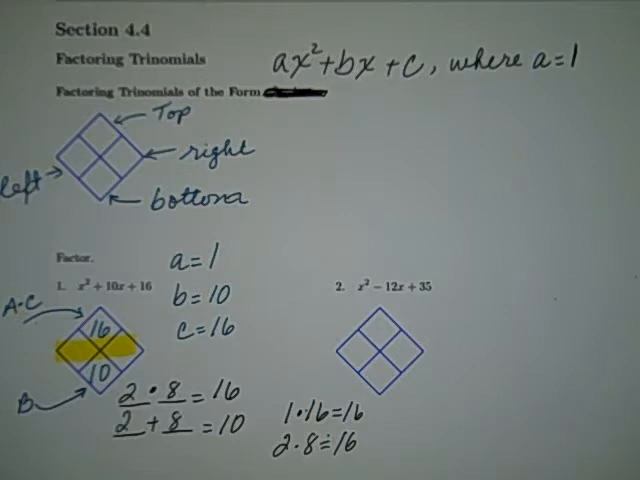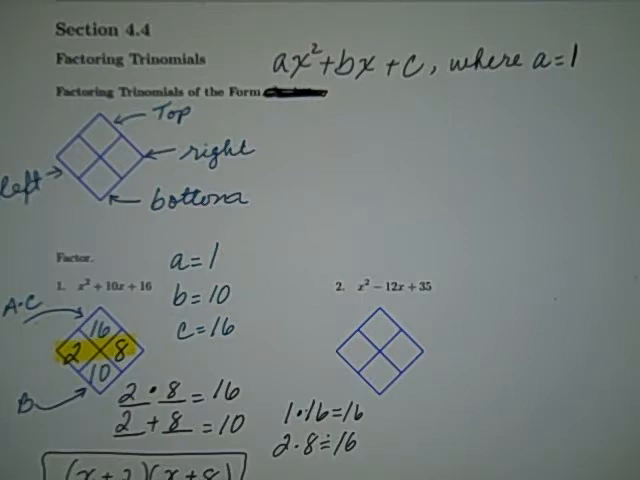Okay, so once you find them, you put them in the left and the right. So the factorization of the trinomial is x plus 2 and x plus 8. This is how you factor a trinomial when a is 1.